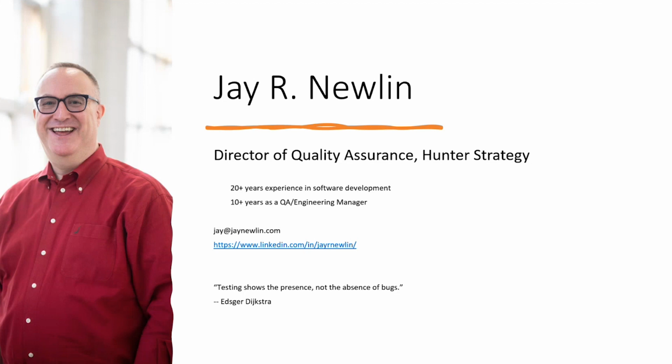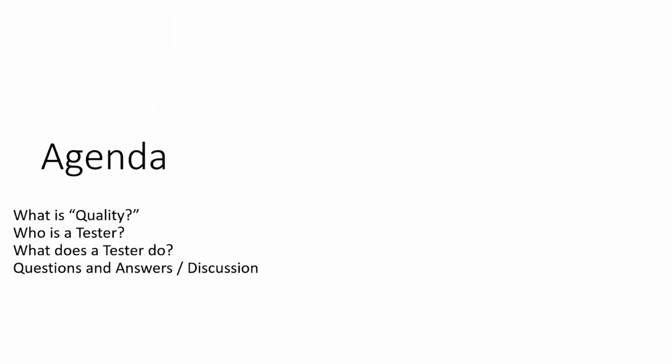My name is Jay Newlin, and I'm the Director of Quality Assurance here at Hunter. As you can see, I have over 20 years of experience in software development, both as a power user and also directly in software development as an implementer, project manager, trainer, and a number of different roles. And for the last 10 years, I've been working specifically in quality assurance and engineering management. I'm glad to be able to share this time with you and introduce you to quality assurance.